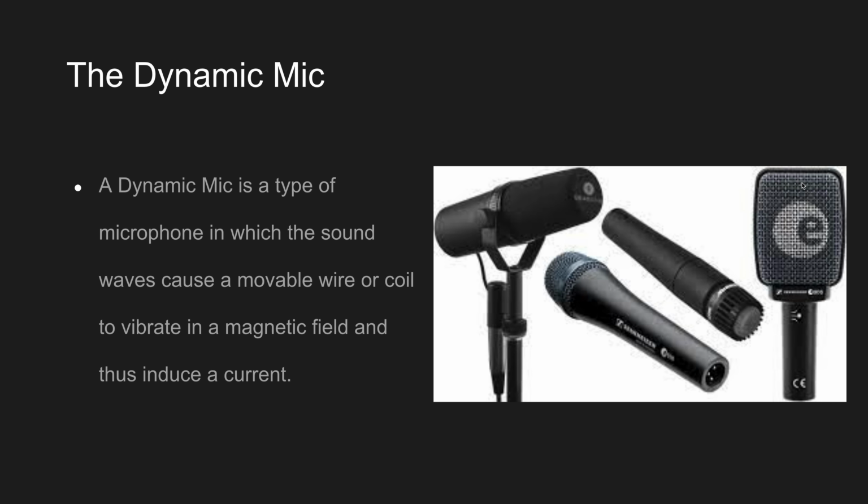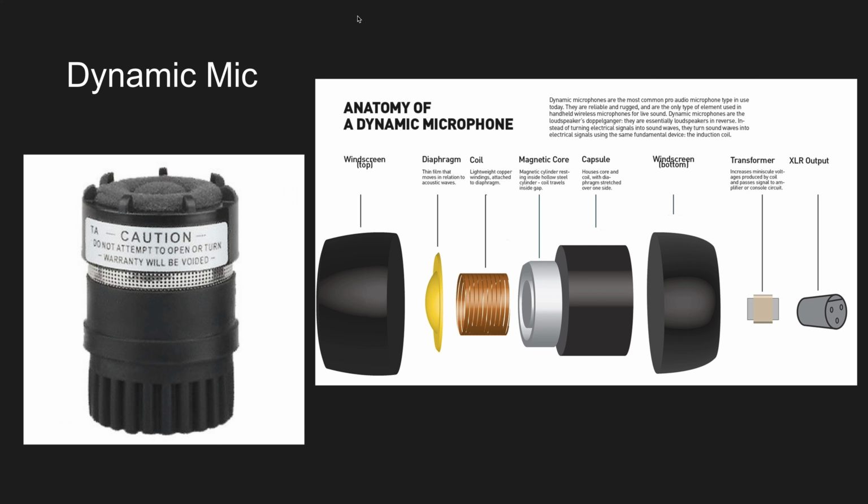So the dynamic mic. Here's a little picture of some common dynamic mics. A dynamic mic is a type of microphone in which the sound waves cause a movable wire or coil to vibrate in a magnetic field and thus induce a current. So if we look at the actual dynamic mic, this is the element. So if you picture this right here, okay? This would be like the top of a 57.